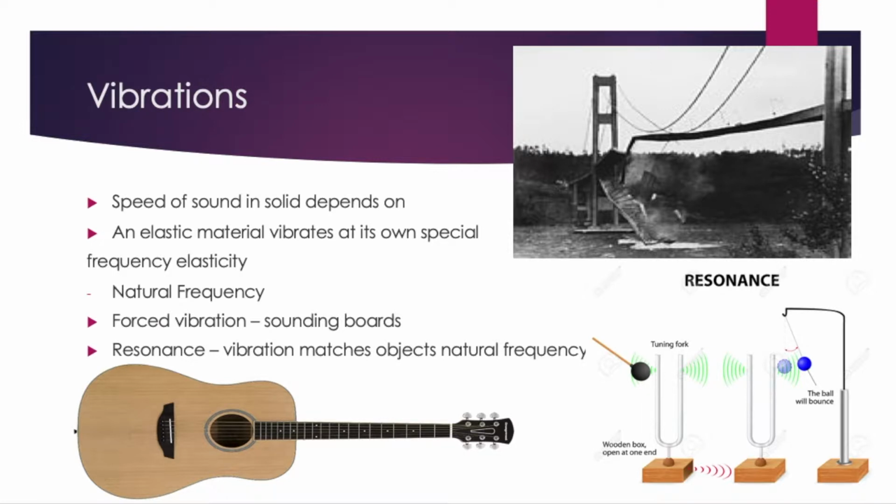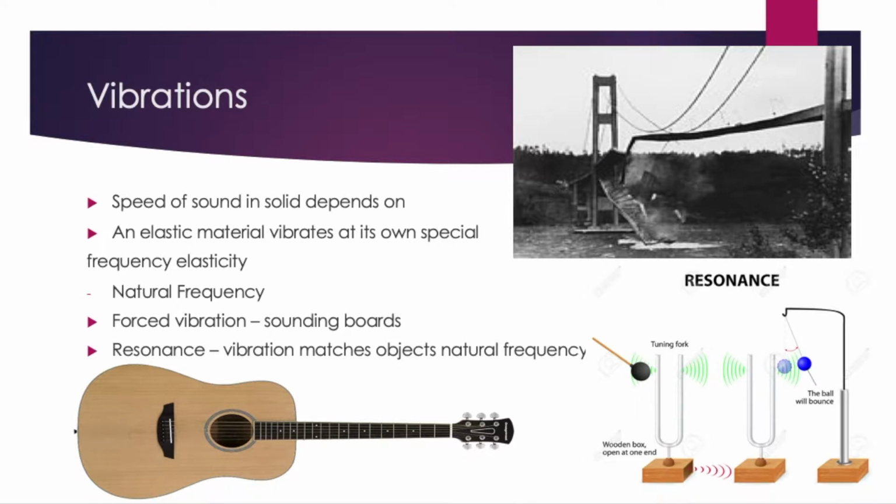When any object composed of an elastic material is disturbed, it vibrates at its own special set of frequencies, which together form its special sound. Its own special set of frequencies is called a natural frequency. Forced vibrations occur when an object is made to vibrate by another vibrating object that is nearby.